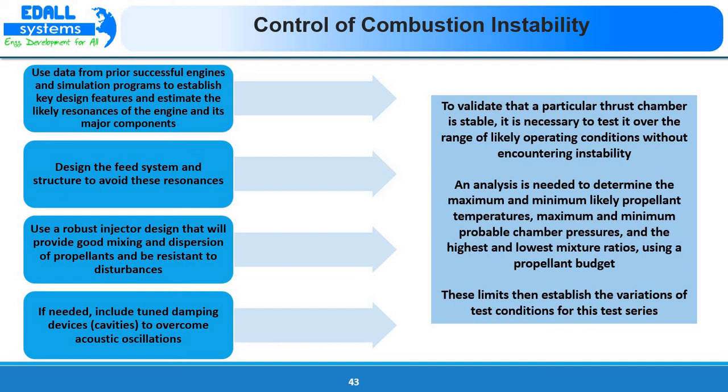So these limits then establish the variation of test conditions for this test series. So all these things can be used to establish the variation of test conditions for the test series to eliminate the combustion instabilities. So this is how we can eliminate combustion instabilities using prior experience, various simulation data, and varying different test conditions, operating conditions, using some of the cavities to eliminate the oscillations, etc.